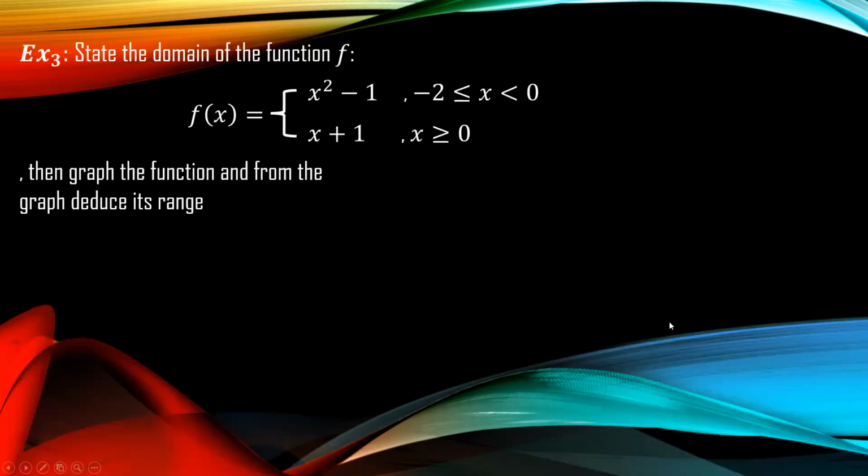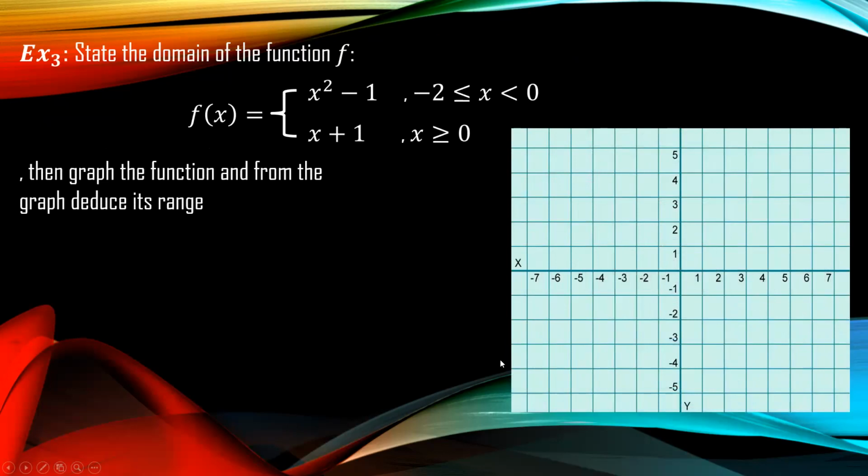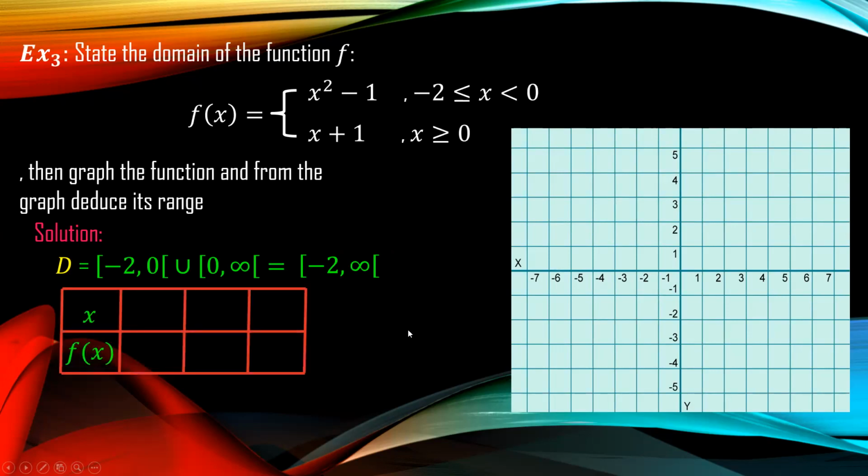Exercise number 3: state the domain of the function f. This function is a piecewise function. Then graph the function and, from the graph, find the range. The domain is the union of the two domains for each rule: [-2, 0) union [0, infinity). So the domain of this function is [-2, infinity).